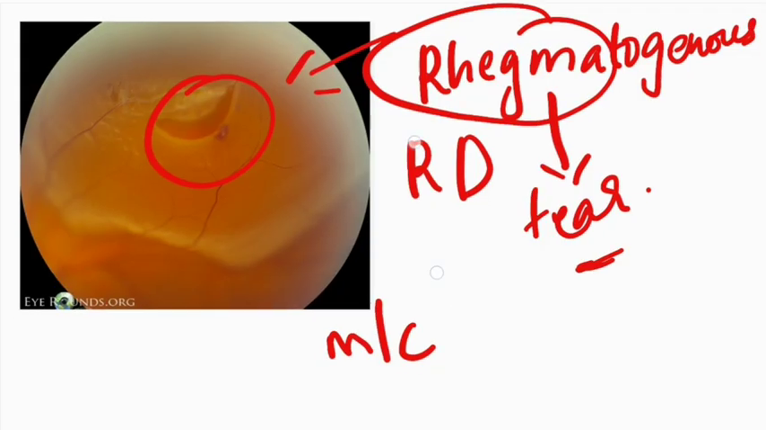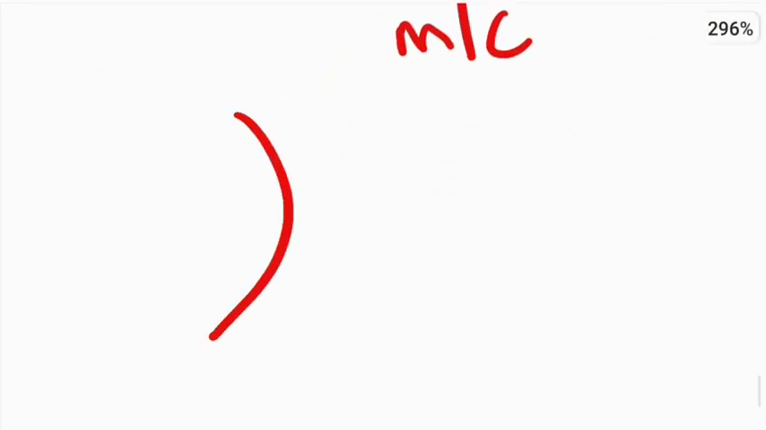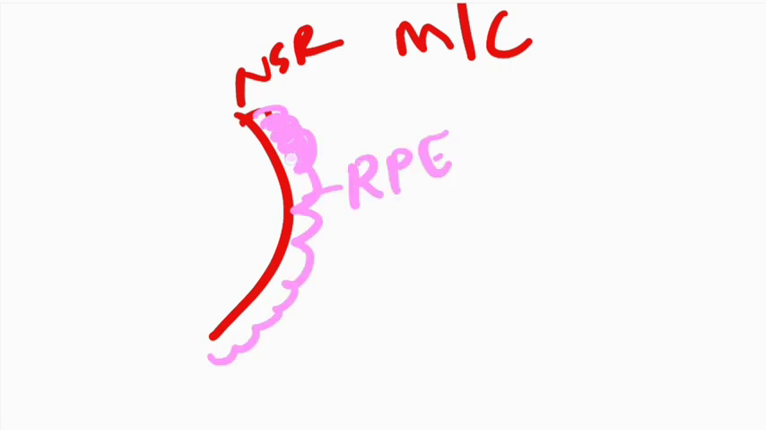See, normally, the neurosensory retina is attached to the retinal pigment epithelium. This violet, or this purple color, that's not violet, right? It is purple. So this layer that I have drawn is the retinal pigment epithelium. These two are broadly the layers of the retina.